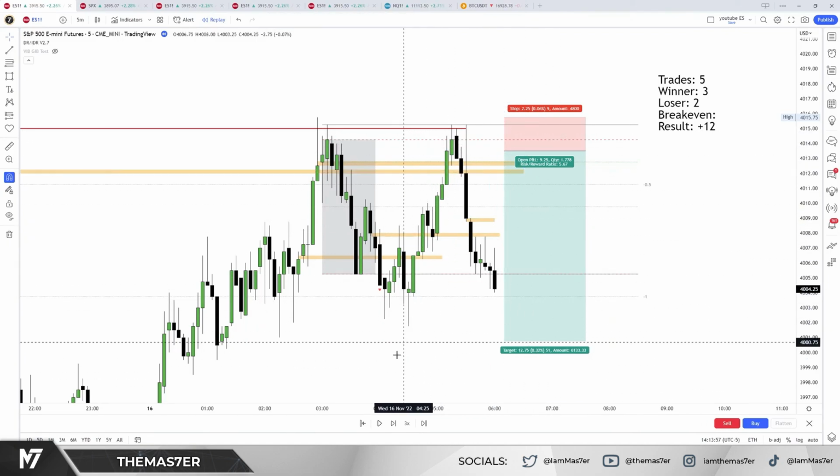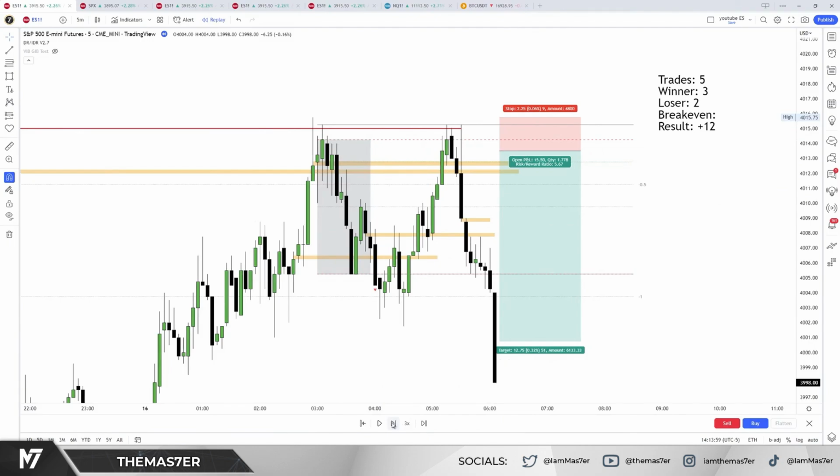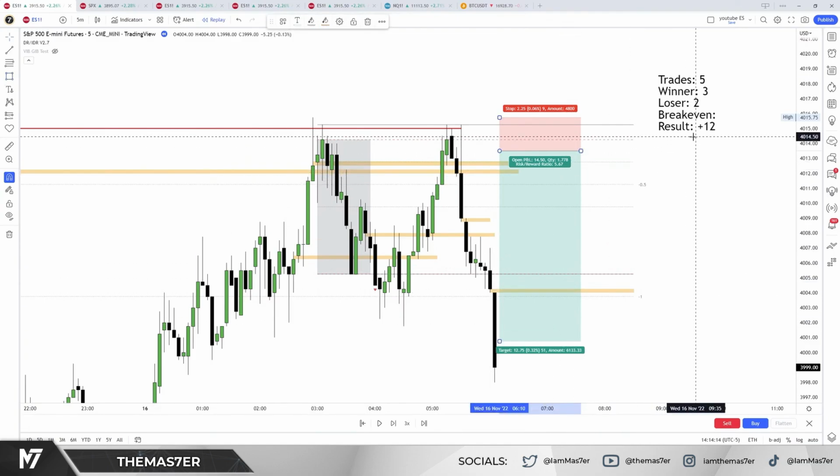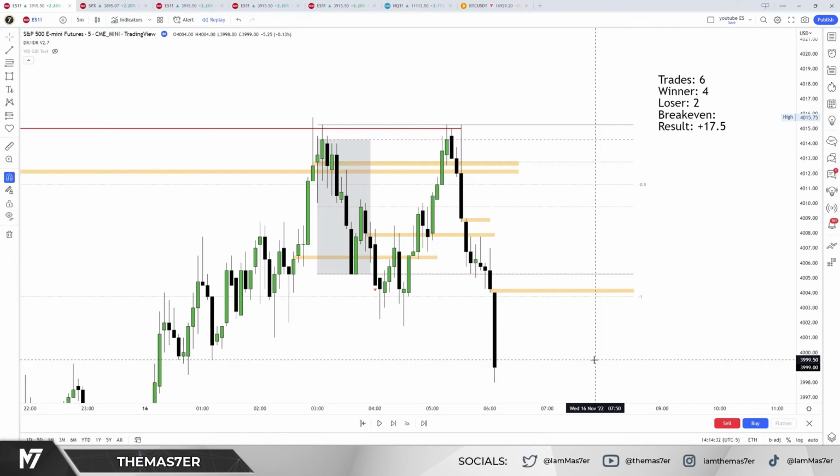Stop would be on break even for me. I think I don't have to mention this anymore. And now we're getting the trade filled. And we are leaving another volume imbalance on the way down. So that's 5.5. So that was a good trade.